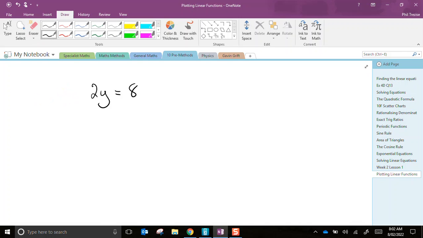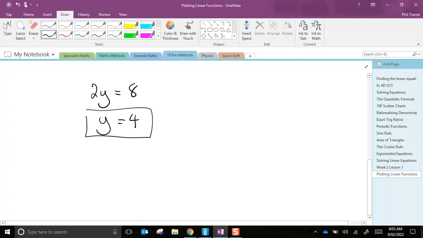Now what would happen here? We would divide by 2, y equals 4. So this could be the equation of a straight line. Now, what sort of a weird straight line would that be? Well, we could think of it as any x value you like, doesn't matter, the y value must be 4. So pick an x value, say -6. What's the y value? Has to be 4.